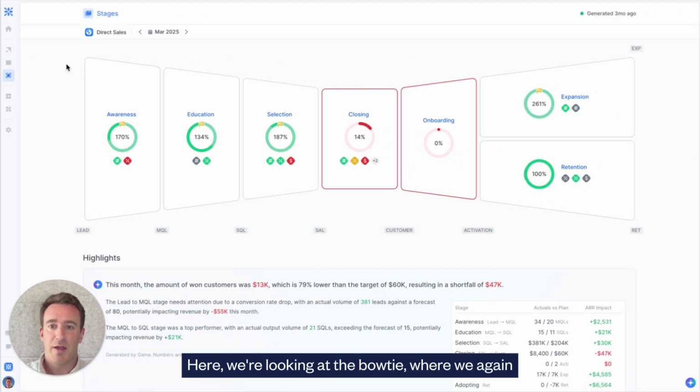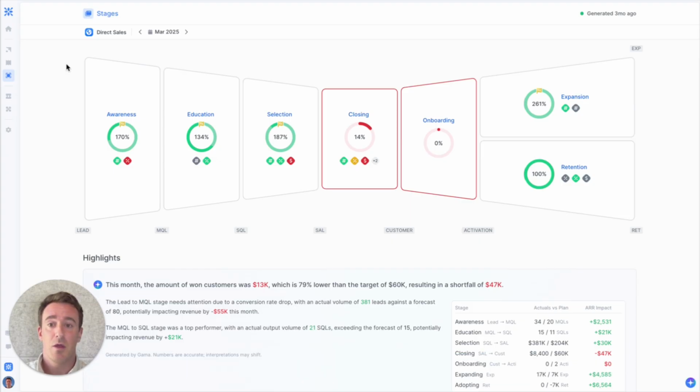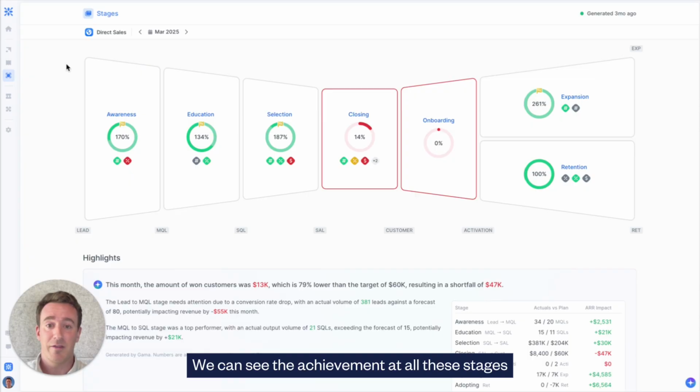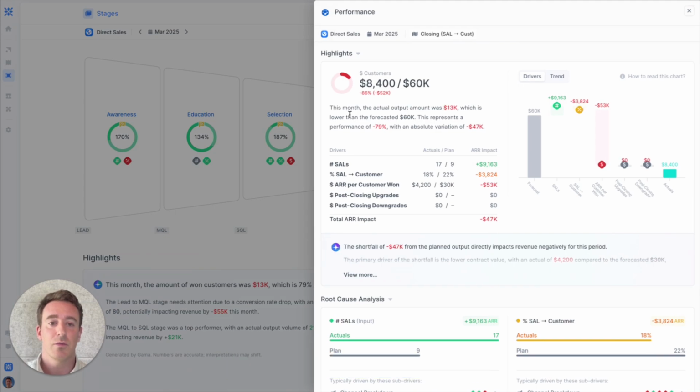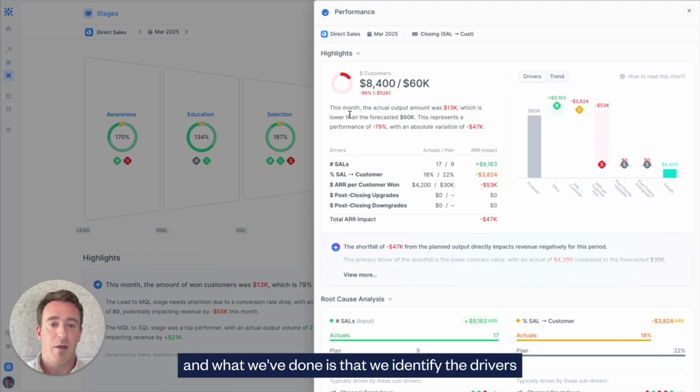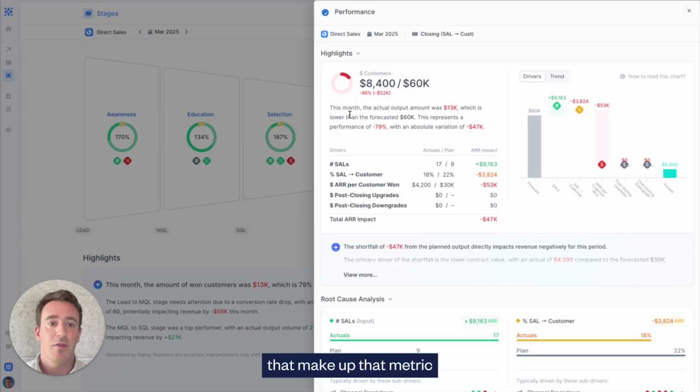Here we're looking at the bowtie, where we see the customer journey from lead to expansion and retention. We can see the achievement at all these stages, and clearly there's a miss at the closing and onboarding stage. So let's drill down into the closing stage. And what we've done is that we identify the drivers that make up that metric that corresponds to that stage. So here we had a forecast of 60K of revenue while we only brought in 8.4K. And we can then see the breakdown on the right hand side where we have the forecast at 60K.